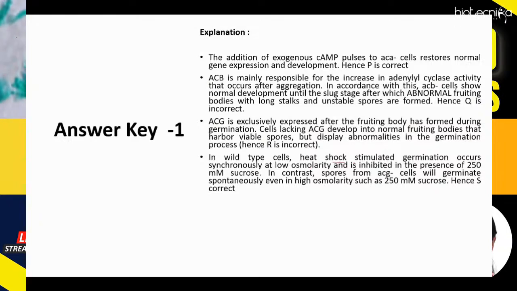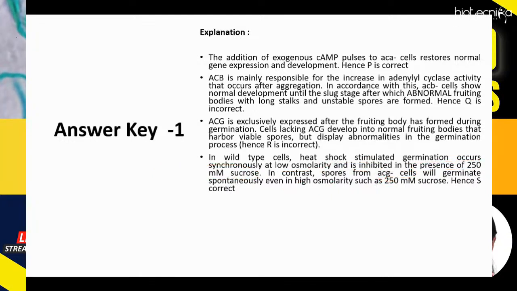See, in wild type cells, heat shock stimulated germination occurs synchronously at low osmolarity, and it will be inhibited in the presence of a high concentration of sucrose, 250 millimolar. But in contrast, if you take ACG minus cells, they will germinate spontaneously even in high osmolarity. That means if the sugar concentration is high, these cells will not germinate. ACG will not allow the cells to germinate in high sugar concentration. They will germinate only in the low osmolarity condition.